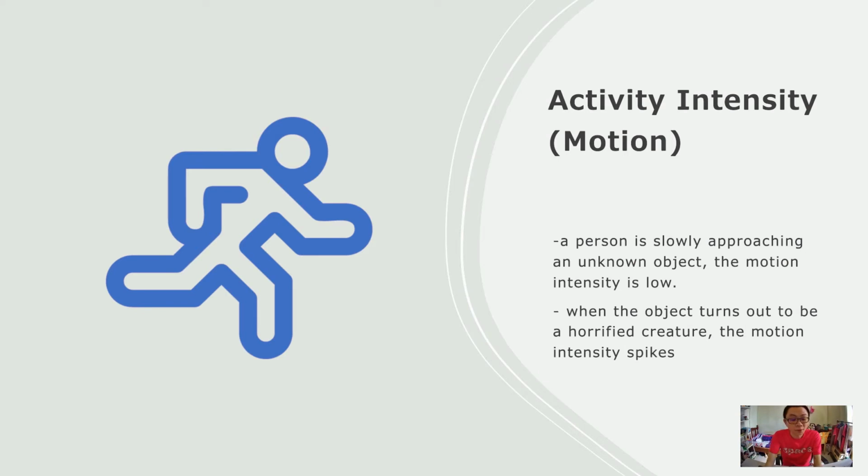For example, when a person is slowly approaching an unknown object, the motion intensity is low because the camera motion is relatively slow to create a suspense feeling. Then, when the object turns out to be a horrifying creature, the motion intensity spikes because there is sudden, large and quick camera action, such as chasing, escaping, and struggling.